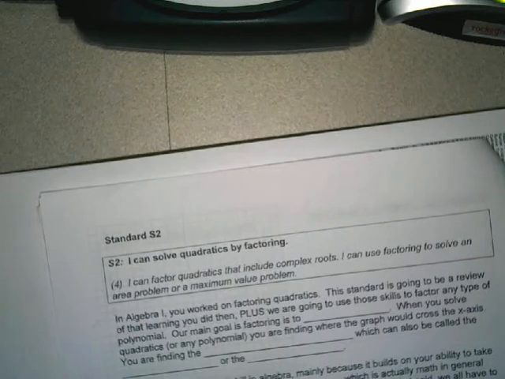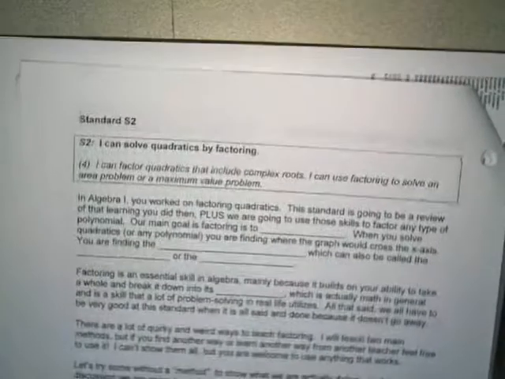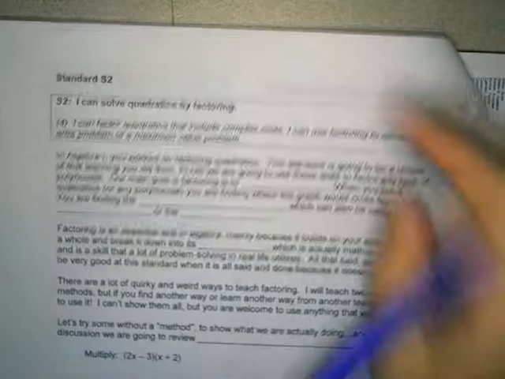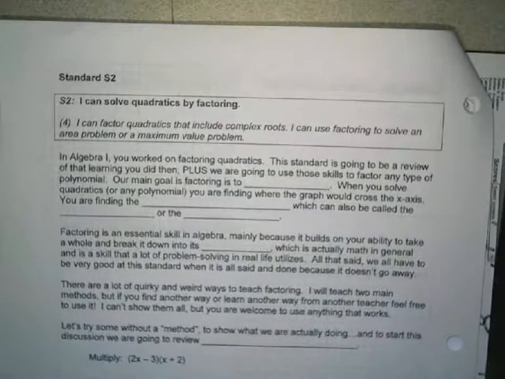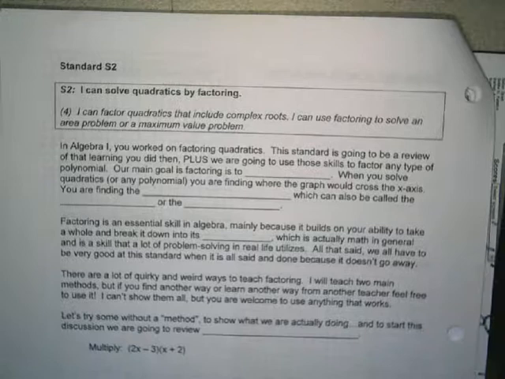Okay, so we're going to start standard S2. We are most definitely not going to finish it today, but we are going to get a really good start on it, and we'll get far enough where we'll be able to practice quite a bit on Monday before we finish the notes Monday night.